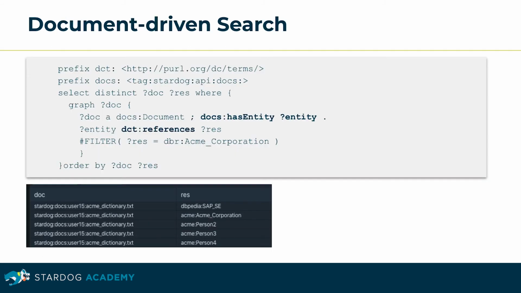This SPARQL query demonstrates a search for named entities upon document graphs. Predicate docs:hasEntity links the document to ad hoc entities introduced by the entities extractor. These are in turn linked to third-party resources by the dct:references relation.